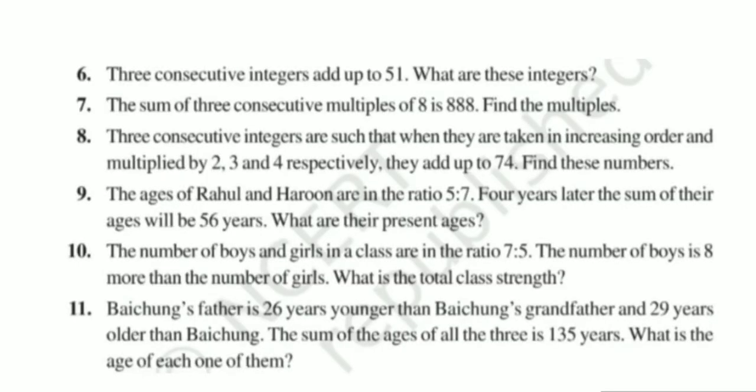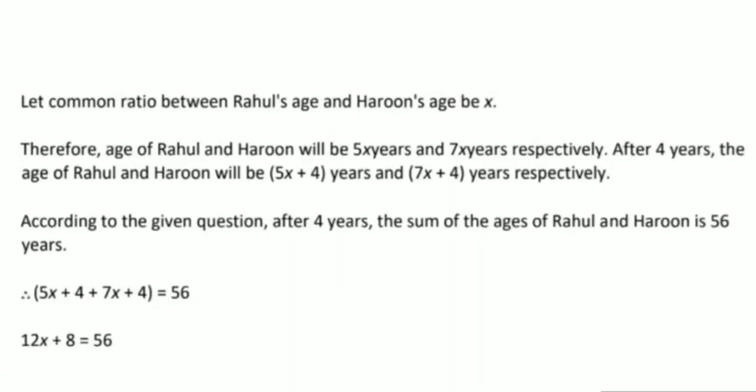Now let's see question number 9. The ages of Rahul and Harun are in the ratio 5:7. 4 years later, the sum of their ages will be 56 years. What are their present ages? So let the common ratio between Rahul and Harun's age be x. Therefore, the ages of Rahul and Harun will be 5x and 7x years.